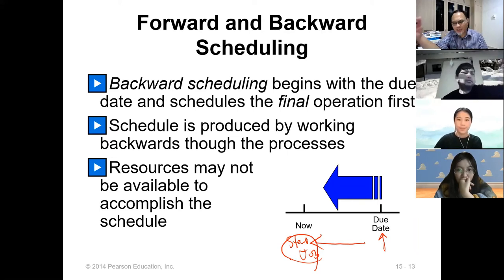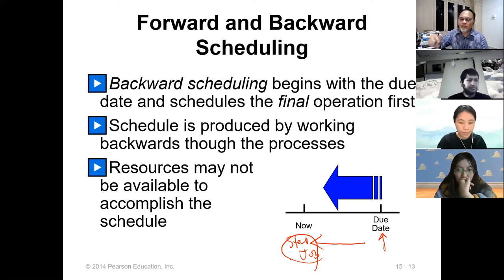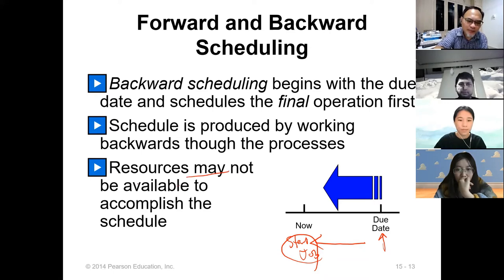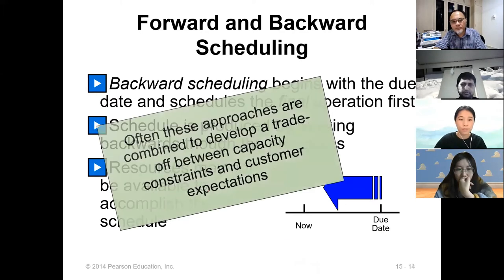So in real life production, it's actually very, very dynamic. Dynamic, the word is dynamic, but it's actually very complex, very messy. You know the word messy. Things have to change because of resources not available. Okay, resources not available, machine not there. So we need to actually reschedule. Okay, reschedule.